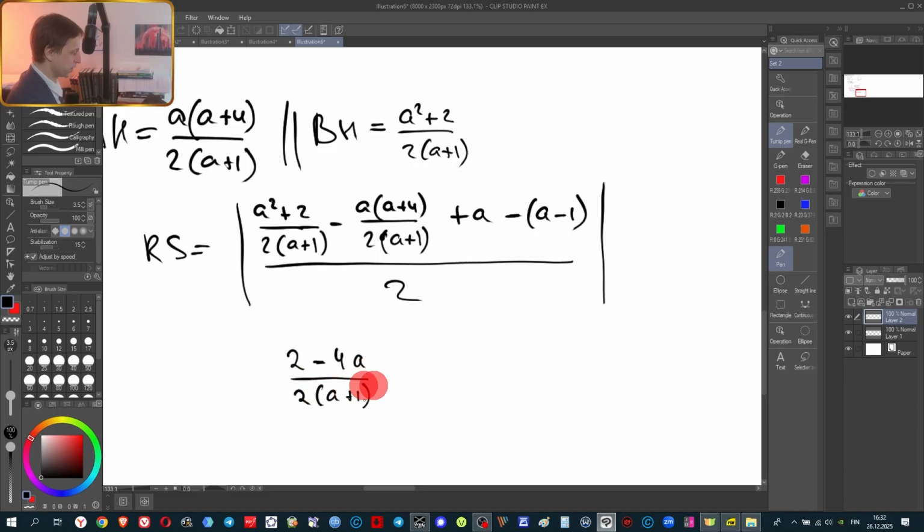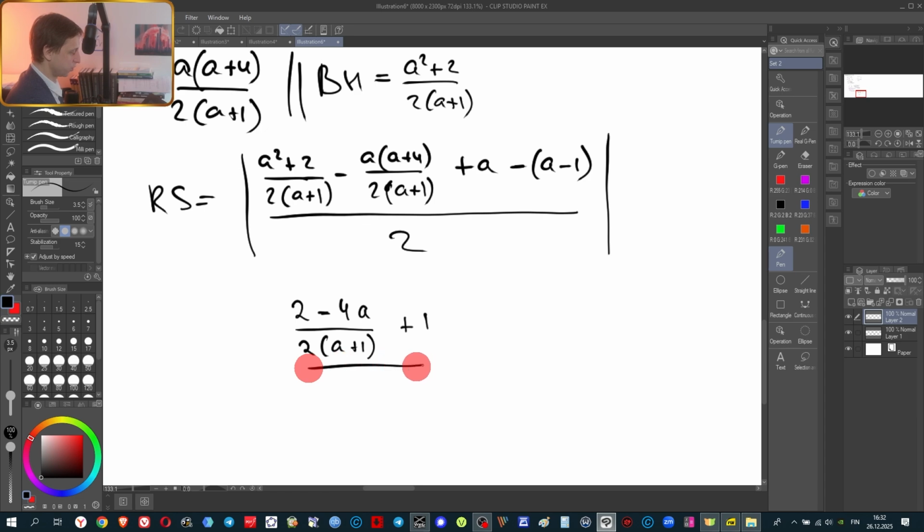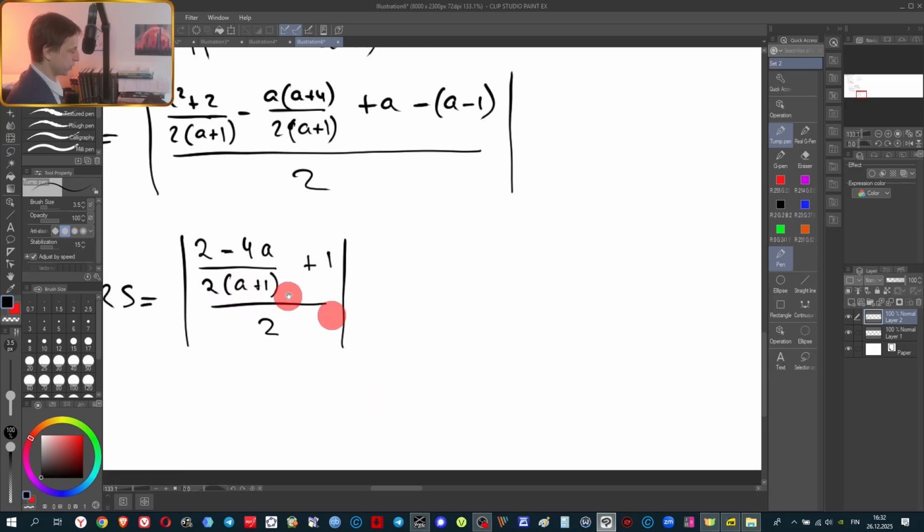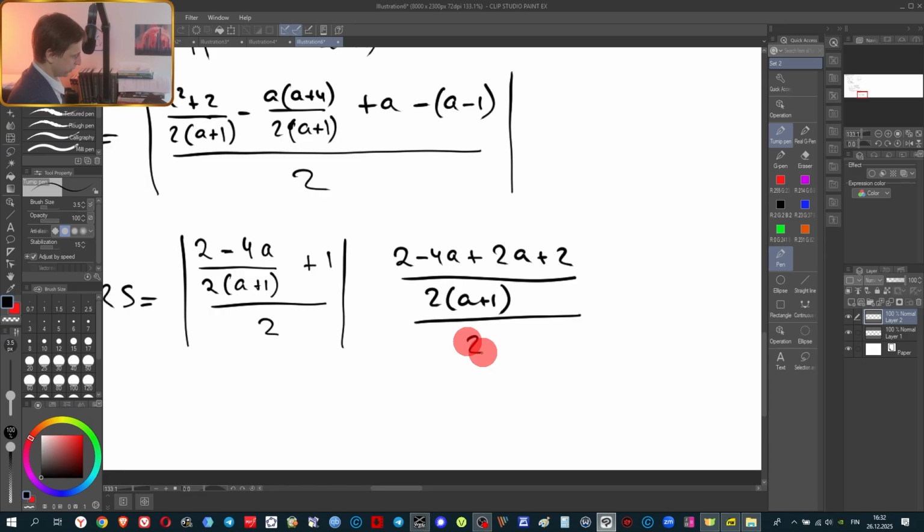2a plus 1, and here what cancels out? a cancels out, and you have simply plus 1, and all of that divided by 2, and again, the absolute value of it is RS. Here we multiply by 2a plus 1, so the total sum on the top will be 2 minus 4a, plus, I already expanded, 2 times a plus 1 equals 2a plus 2. Don't forget to divide it by 2a plus 1. All of that also divided by 2, and that's what we need.